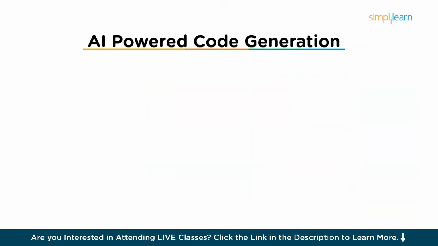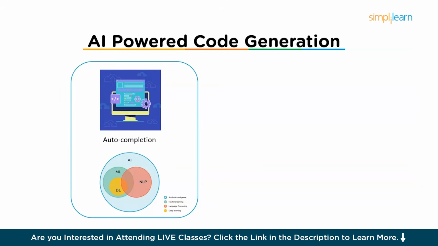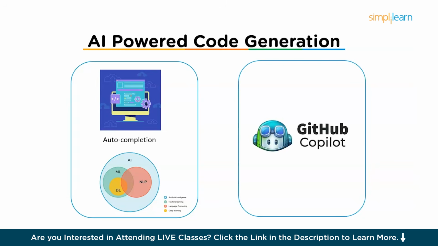Now moving on, we have AI-powered code generation. For example, GitHub Copilot and Tabnine. AI models here, trained on programming data, provide auto-completions, suggest functions, and generate entire code blocks using NLP and deep learning. Here developers use GitHub Copilot for faster coding and debugging.